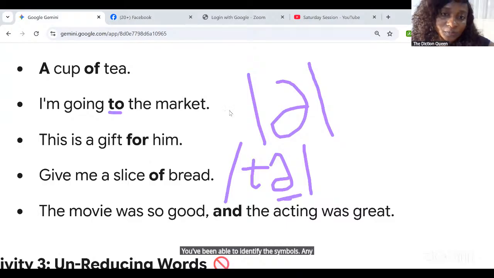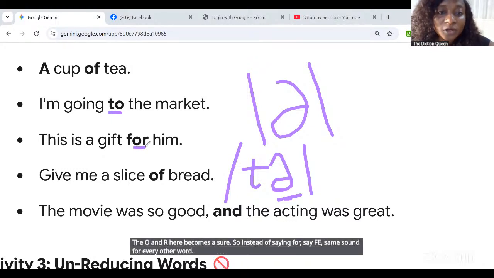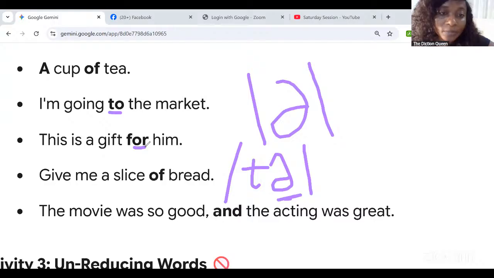Any other question? Ma'am, the FOR is not clear. That's it. The O and R there becomes a schwa. So instead of saying for, say f-schwa. Same sound for every other word. For him. The gift is for him. Instead of the gift is for him. The gift is for him. For him. Any other question?